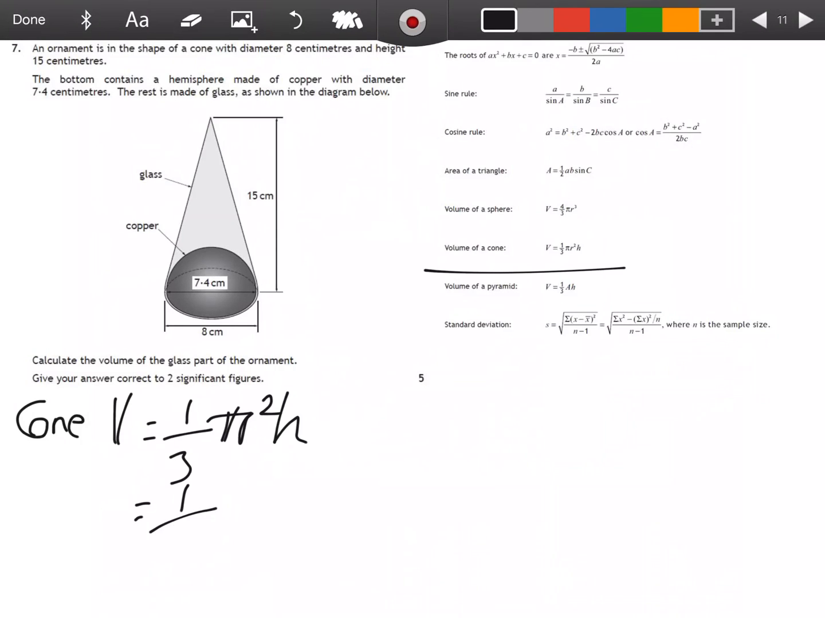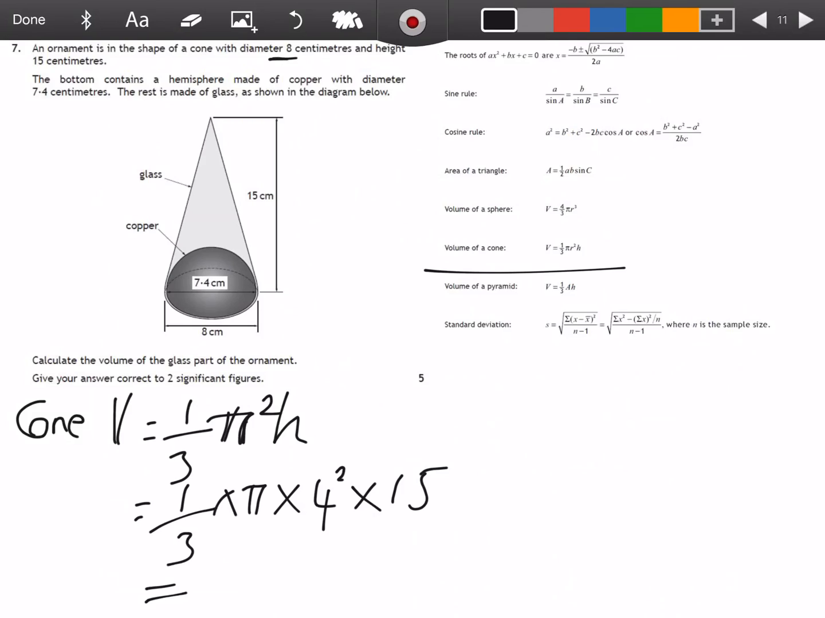Which is a third times pi. Please make sure you read the information. The cone has a diameter of 8. The radius for the formula is 4 then. Remember, the radius is half of the diameter. And the height of the cone is 15.